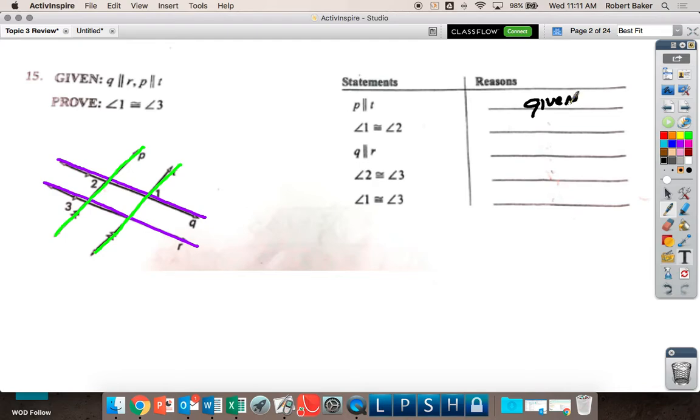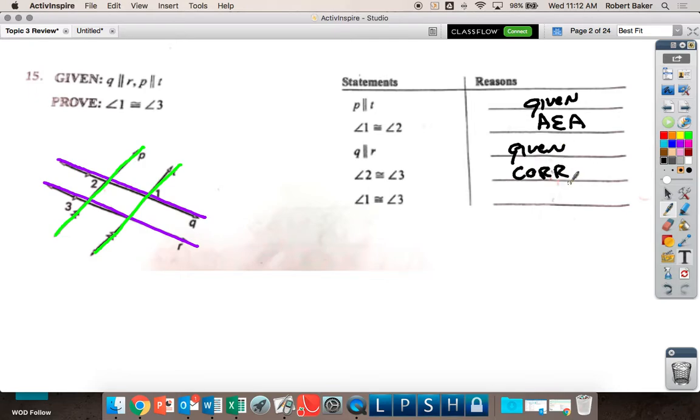So P and T are the purple lines, right? No, the green lines. So why are 1 and 2 congruent? Alternate exterior angles. They are alternate exterior angles across parallel lines. They are defined as congruent. Why are Q and R parallel, the purple lines? Given. Also given. Why are 2 and 3 congruent? Corresponding angles, because they are corresponding angles across parallel lines. That is also true.